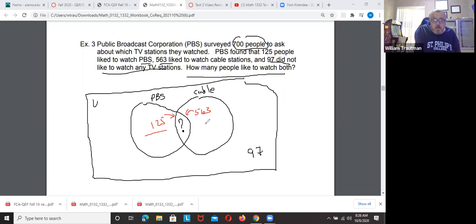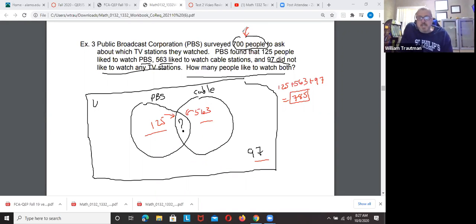Let's add up all three of these. These are the numbers that we have. Let's add them all up: 125 plus 563 plus 97. I get 785 people. But it says only 700 people were surveyed, so you can't have more.